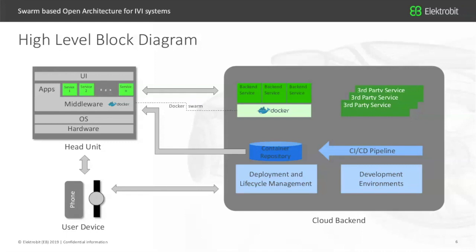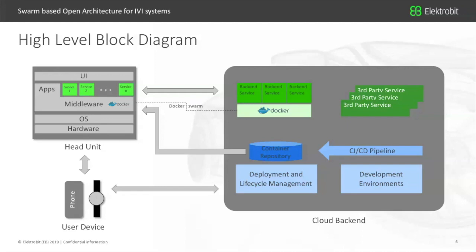Coming to the container repository and the CI/CD pipeline. The container repository will store the different Docker images which get downloaded and installed in the head unit. The CI/CD pipeline will enable continuous integration and continuous deployment. This pipeline is needed for the development of any services. So if I am a developer, and I want to develop a service which I want to push to a particular version of the head unit, I will use the CI/CD pipeline to develop it, test it, package it, and then deploy it to the container repository.